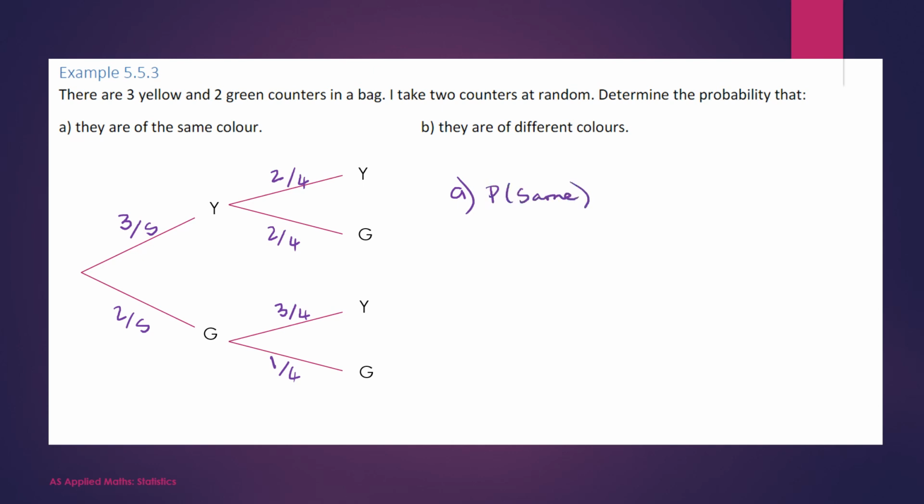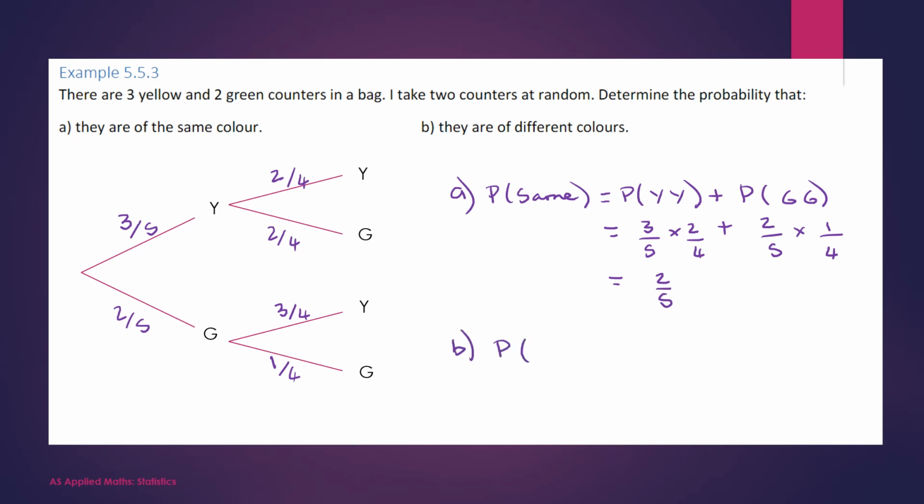which means that I can have either the probability that I get yellow yellow, or the probability that I get green green, and they are mutually exclusive, so I can add those together. So we've got 3 out of 5 times 2 out of 4 plus 2 out of 5 times 1 out of 4. So when I calculate that, I get 8 out of 20, which is 2/5.